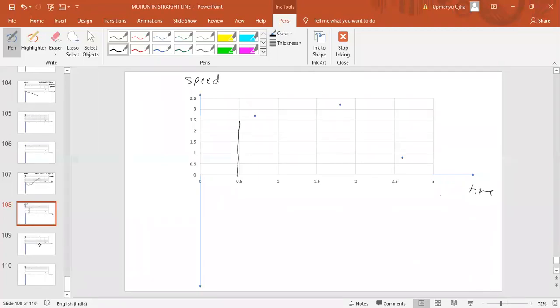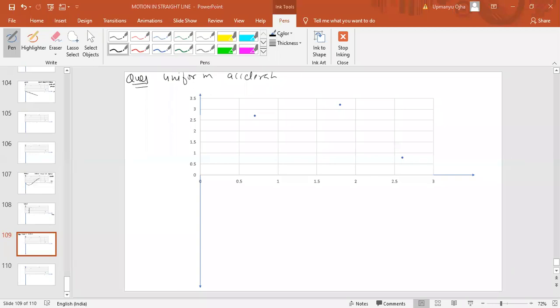Now if I give you a problem like this, the question is: which of the following graphs represent uniform acceleration? Uniform acceleration. I'm drawing 4 graphs in this only. Which of the graphs represent uniform acceleration? So I'm drawing the 4 graphs in this graph itself. I think you will understand this.